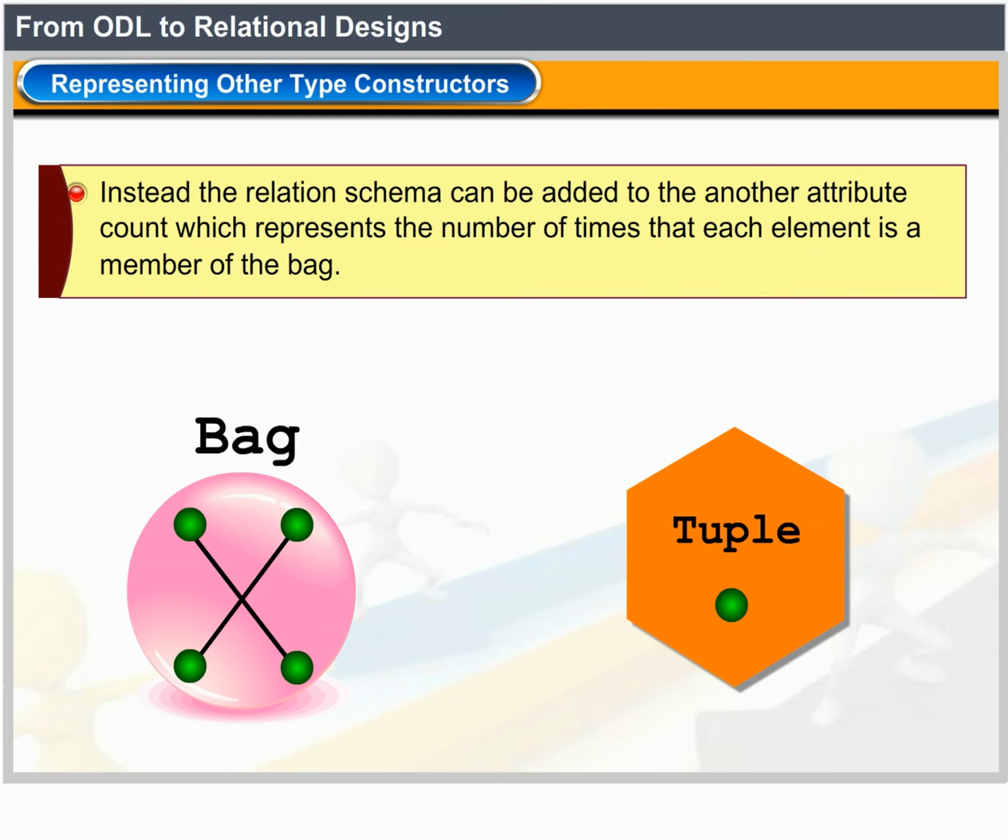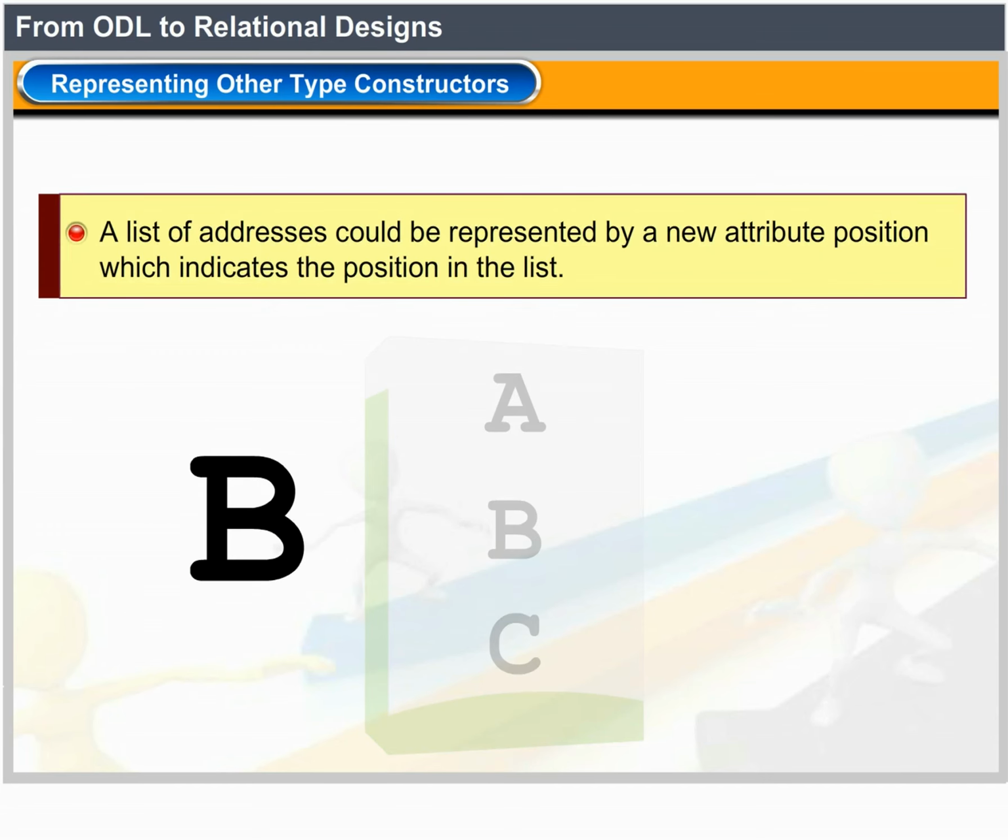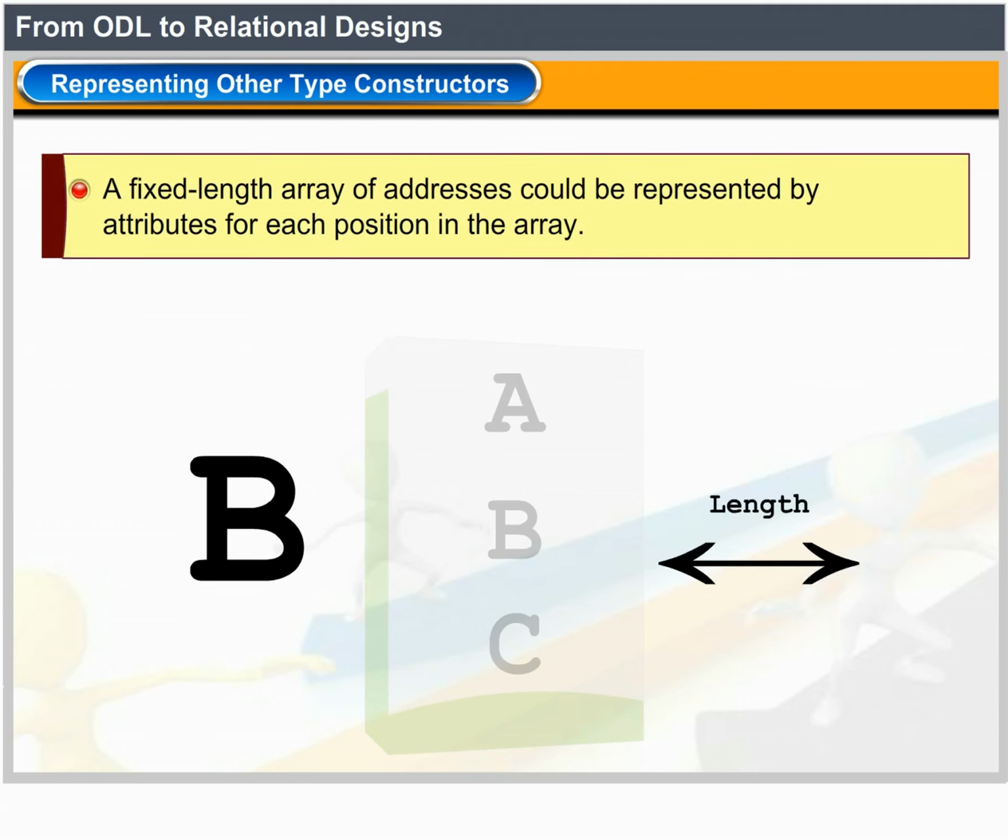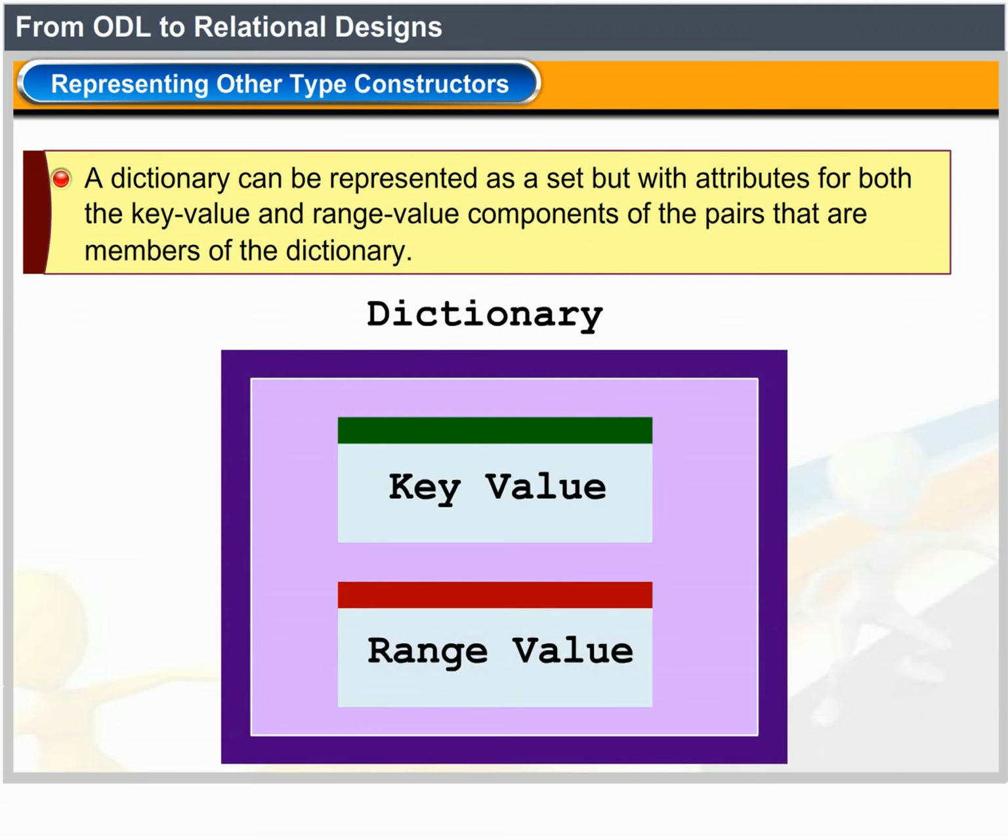A list of addresses could be represented by a new attribute, position, indicating the position in the list. A fixed-length array of addresses could be represented by attributes for each position in the array. Finally, a dictionary could be represented as a set, but with attributes for both the key value and range value, components of the pairs that are members of the dictionary.